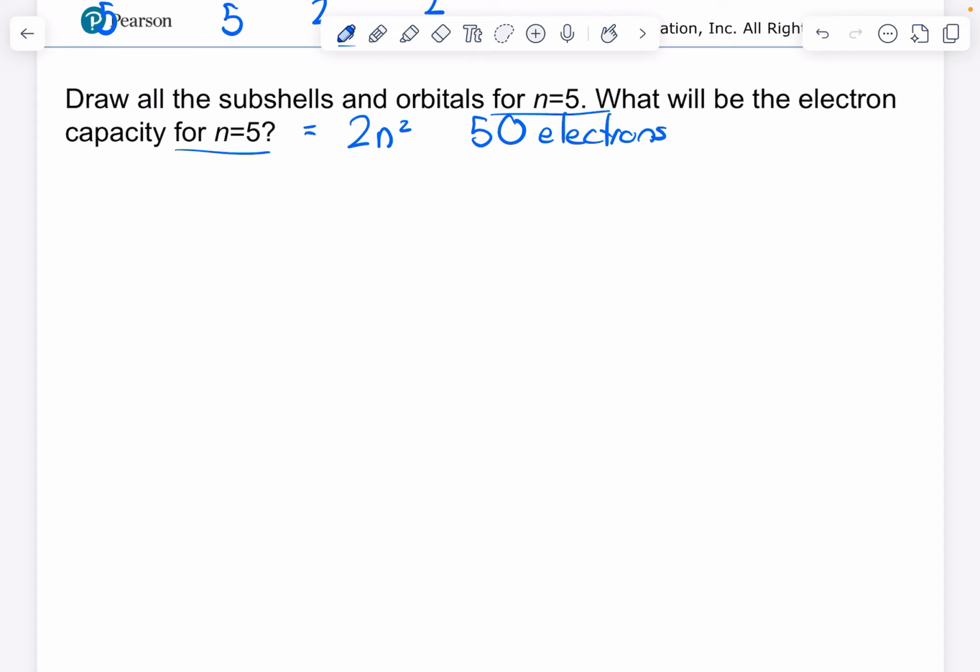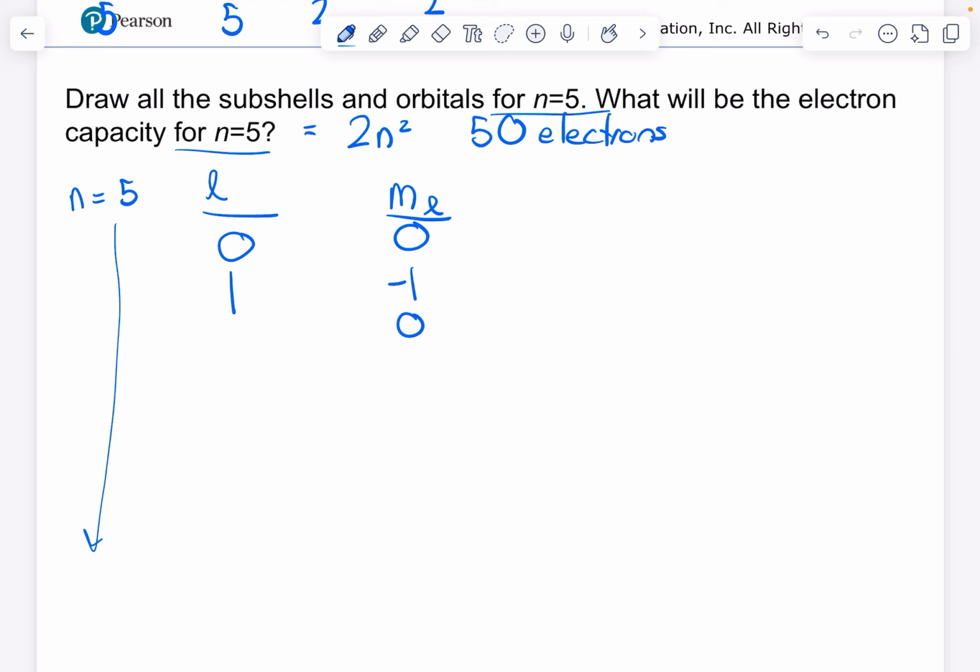All right. So for n equals 5, let's pretend all the values here are 5. L could be 0, and the M sub L there would only be able to be 0. L could be 1, and that would have an M sub L of -1, 0, or +1. So I'll just go ahead and write that for each of these, and maybe I'll write the N value of 5 as well for each one of these orbitals that I write, so it's like a complete chart.